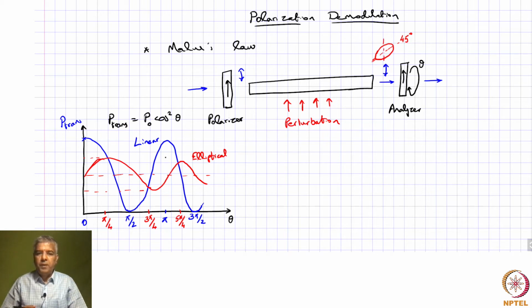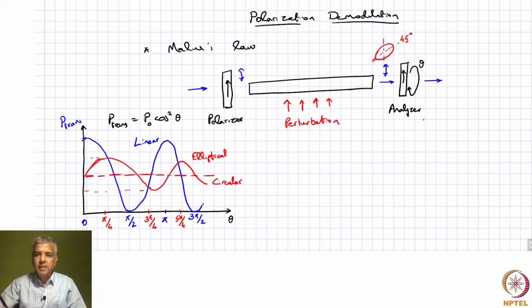So what would happen if it was circular polarization at the output because of this perturbation? That would just correspond to a straight line here, because as you rotate across a circular polarization, you get a constant intensity. So you can tell that it is circularly polarized by looking at the transmitted power through the analyzer.